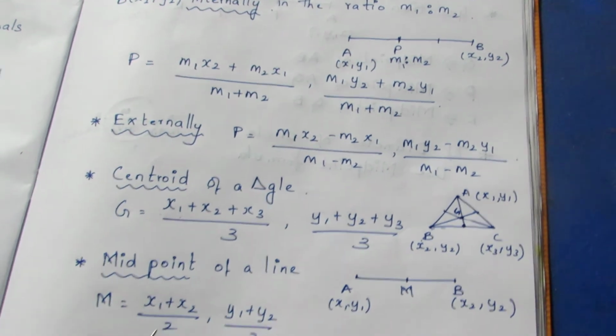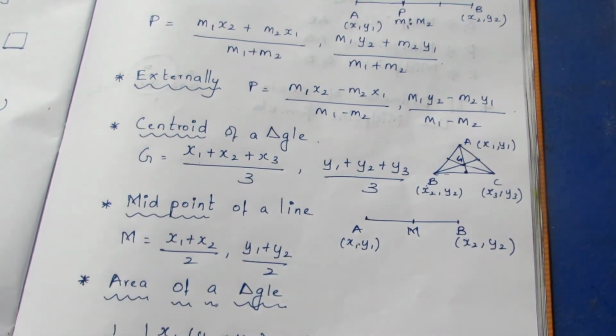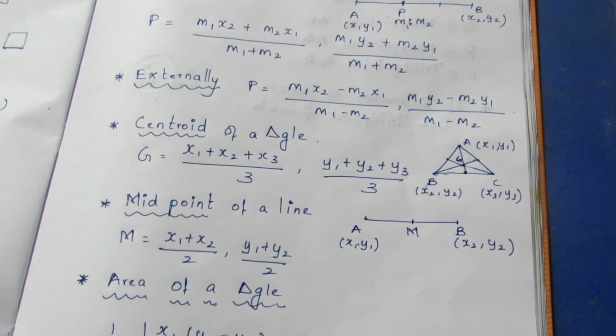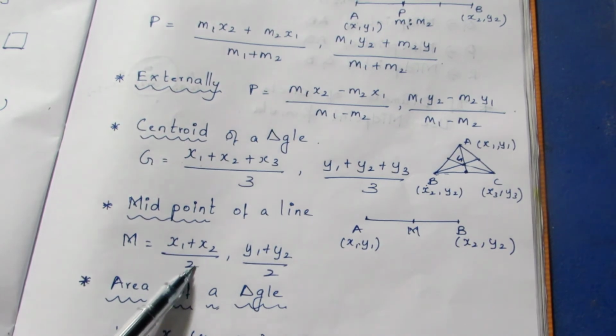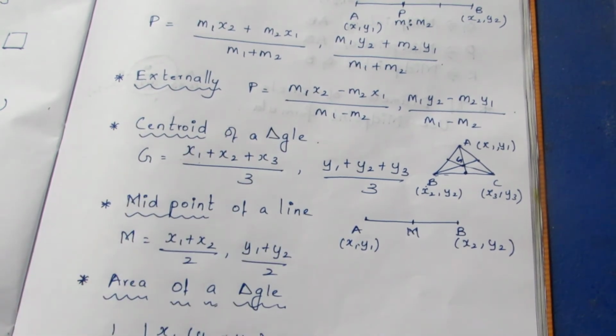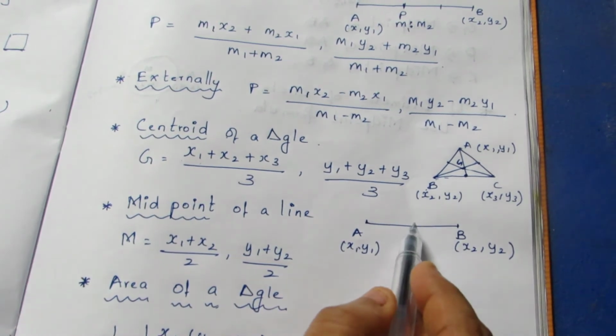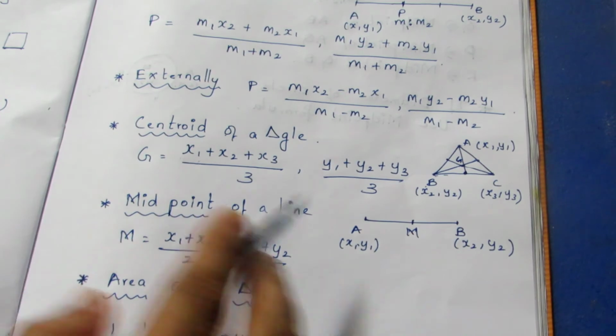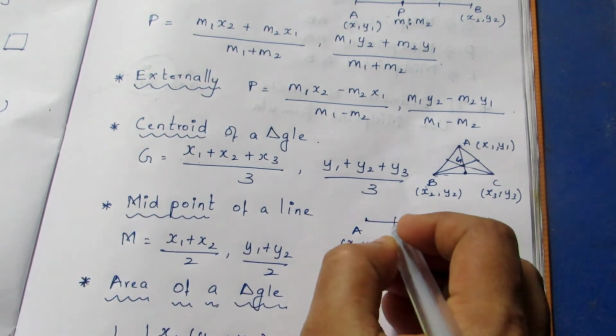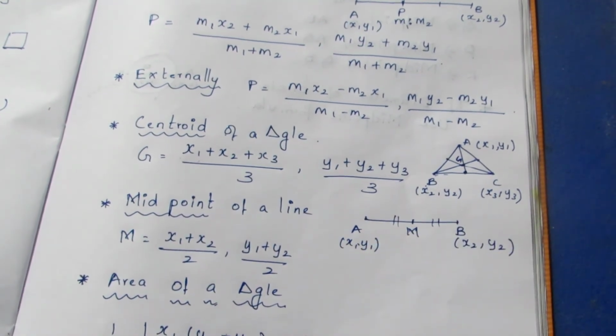In the same way we have the midpoint formula. This we use in many of the sums. The midpoint is just (x1 plus x2) by 2, comma, (y1 plus y2) by 2. Here we are adding 2 points, so divide by 2. For the centroid we are adding 3, so divide by 3. Remember it in that way, it will be easy. The midpoint is the middle of the line, which means the line is equally divided.